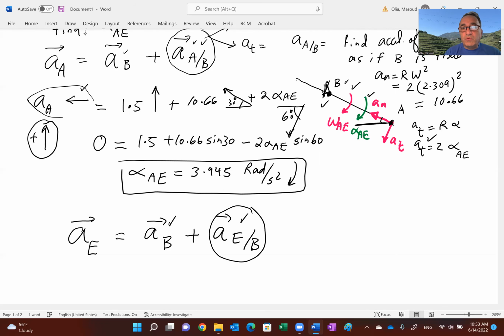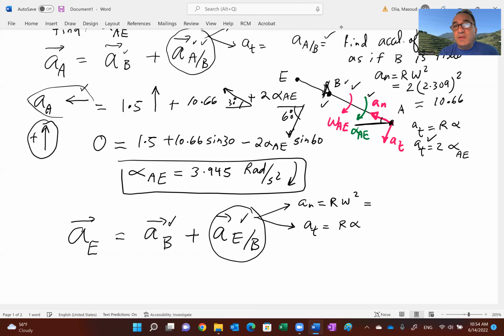this part of the motion again consists of the AN and AT. AN is R omega squared and AT is R alpha. But R is what this time? R is the distance between B and E. This acceleration of E relative to B means find acceleration of E as if B is fixed, like what I had here. I already have B fixed. Might as well just use the same picture. And the difference is now that we do have both omega and alpha. We calculated alpha.